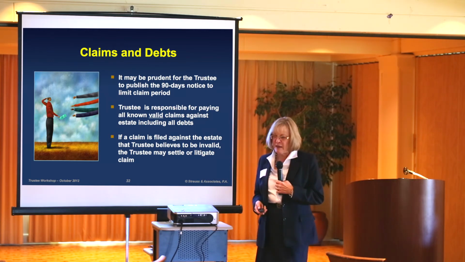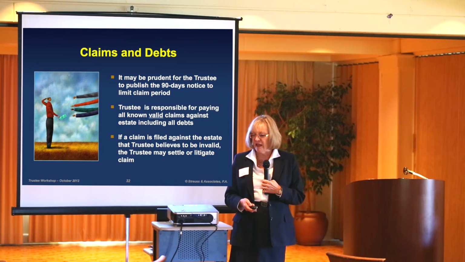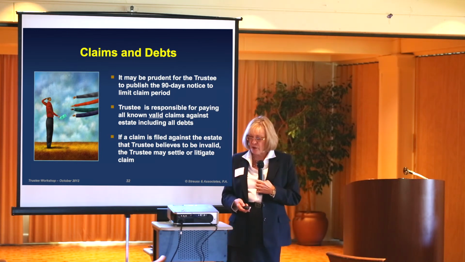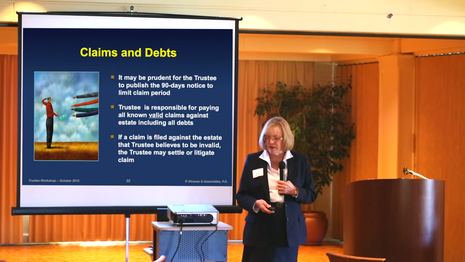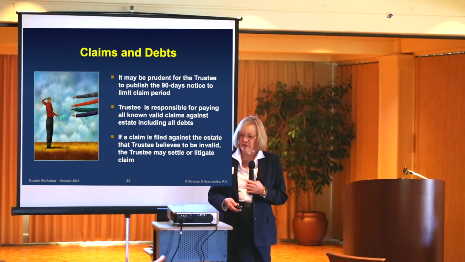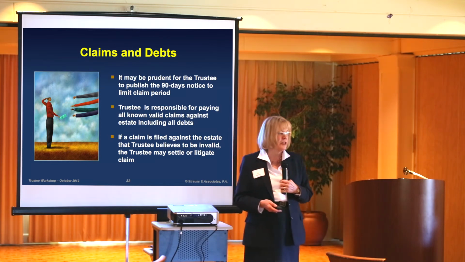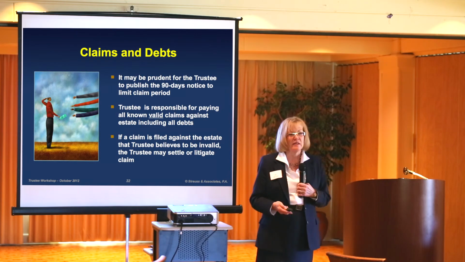Claims and debts. It may be prudent for the trustee to publish the 90 days notice to creditors. We usually do that now. The trustee is responsible for paying all known valid claims, including all debts. And if a claim is filed against the estate that the trustee believes to be invalid, the trustee may settle or litigate the claim, and the trustee, of course, can use the trust assets to do that.